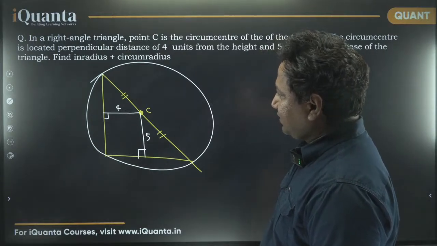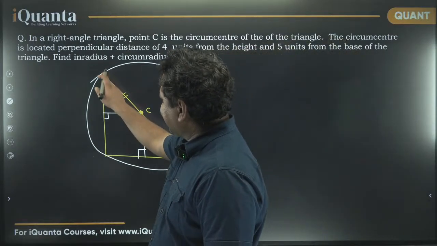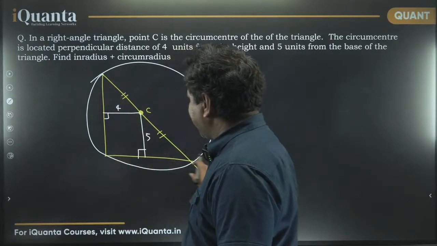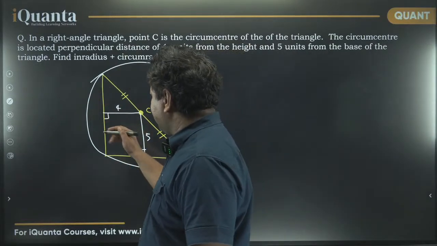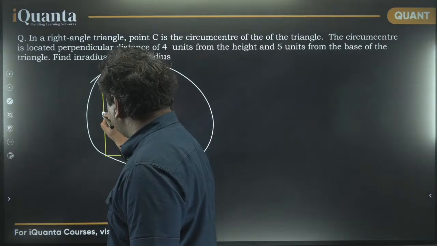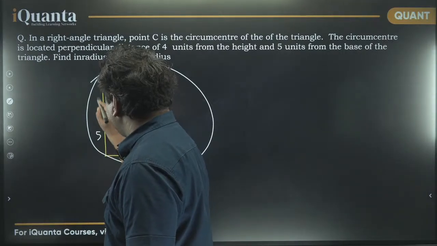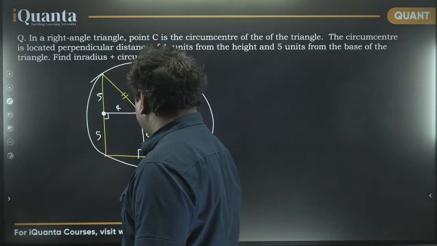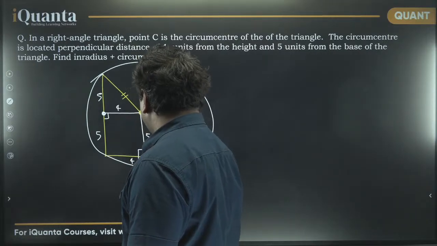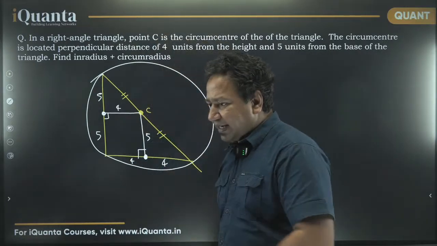Tell me, everyone, if this is the midpoint, this triangle and this triangle will be similar. If you draw a perpendicular, this will also be a midpoint. I mean, this is 5, this is 5. Similarly, this will also be the midpoint. This will be 4, this will be 4. Am I right?